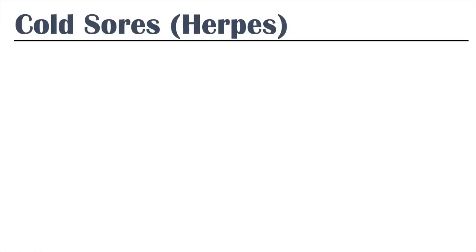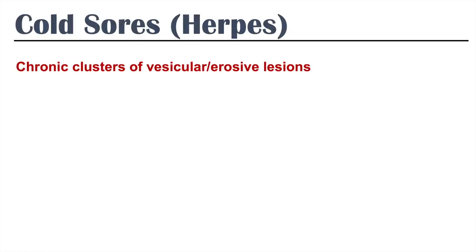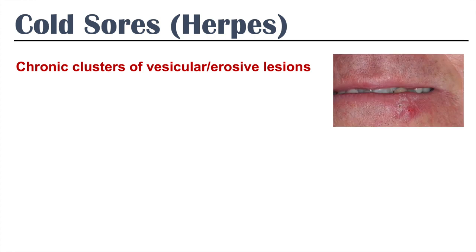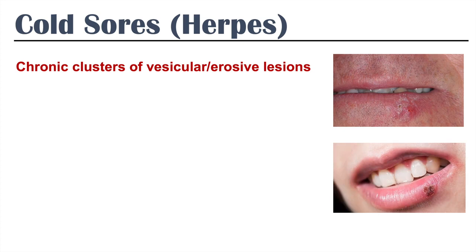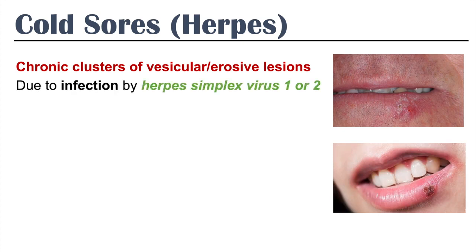So cold sores or herpes are chronic clusters of vesicular erosive lesions. Well, what does that mean? Well, as you can see, they are basically groups of little skin lesions that become little vesicles that can erupt and become erosions. They are due to infection by herpes simplex virus 1 or 2. So we used to learn that maybe one of these viruses causes oral herpes, one of them causes genital herpes, but really they can both cause cold sores or oral herpes.